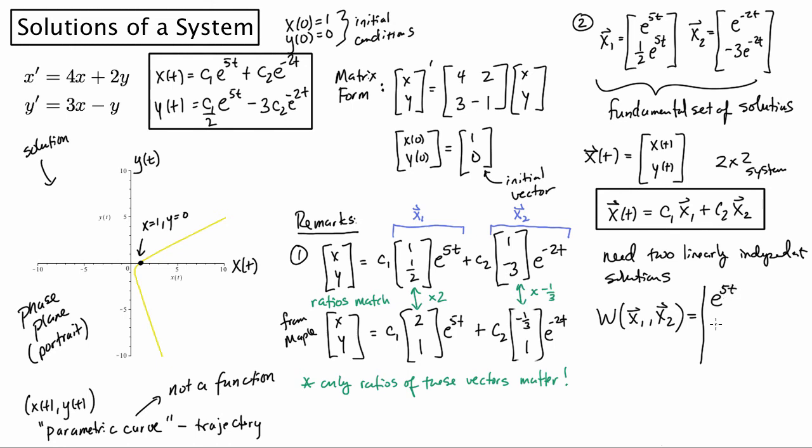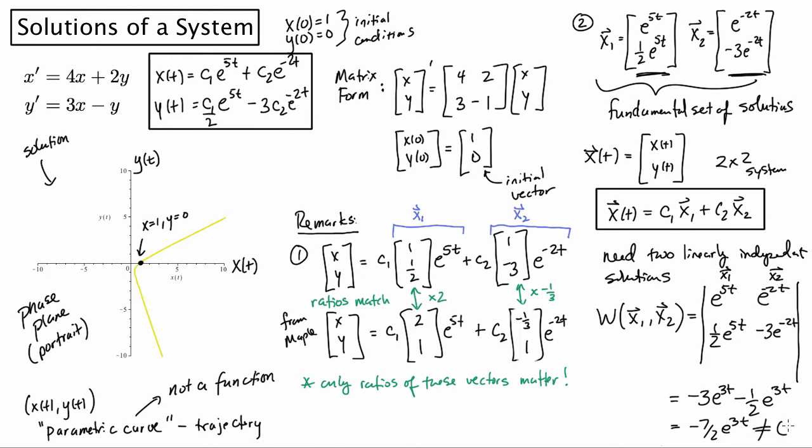It's this e to the 5t, 1/2 e to the 5t, and then e to the negative 2t, negative 3 e to the negative 2t. So it's this determinant that's just these column vectors put in the columns. So this is the column for x1, this is the column for x2. And if I take that determinant, I get, the diagonal here is minus 3, e to the 5t times e to the negative 2t is e to the 3t. And then the off diagonal is minus 1/2 e to the 3t. If I combine that, I get minus 7/2 e to the 3t, which is never equal to 0.